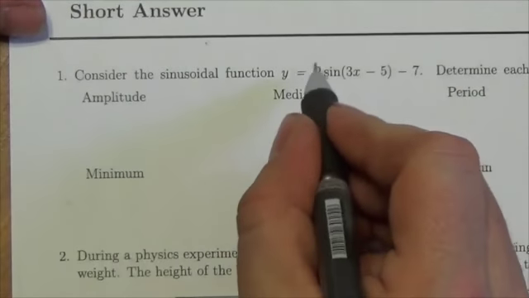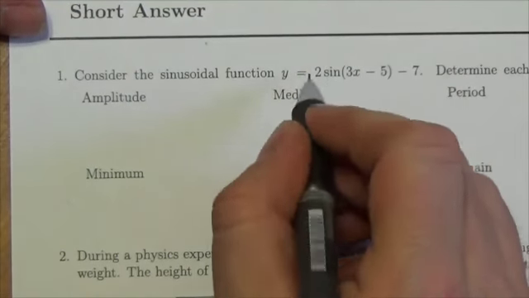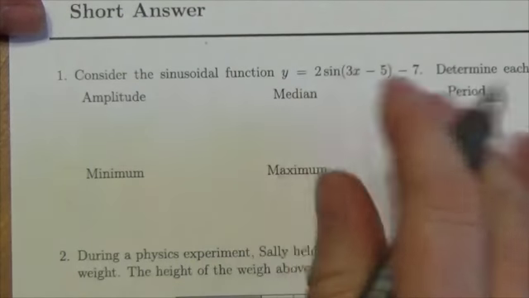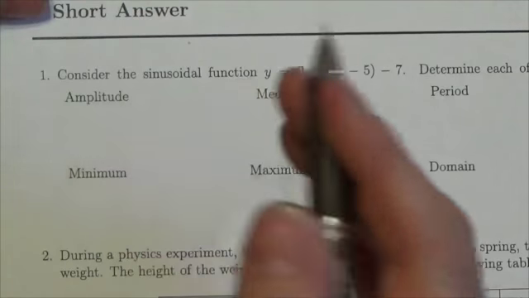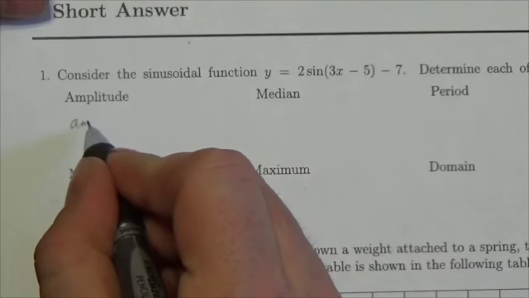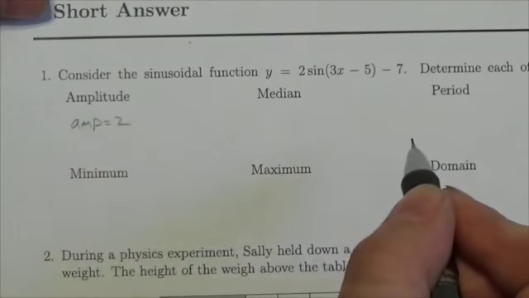Well, the amplitude is related to the a value, that stretch that shows up front. And you've probably seen this enough to know that whatever that number is up front, that is the amplitude. So our amplitude here is equal to 2.